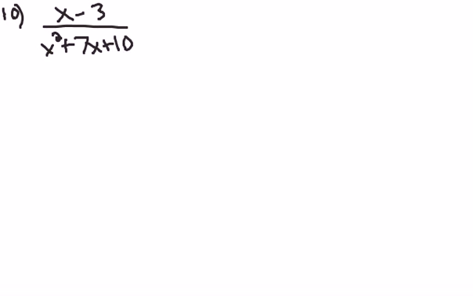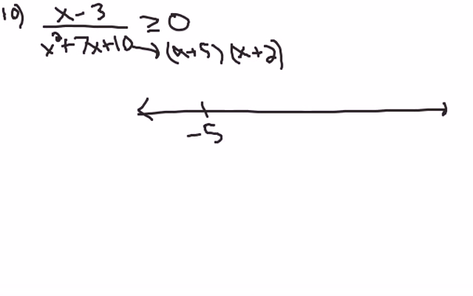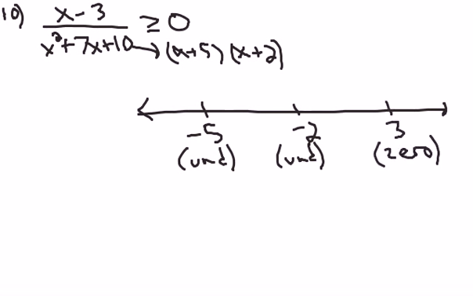So again, you can follow along in your exam review packet. So let's set up our sign chart. So first of all, if I factor this, I get x plus 5, x plus 2. So there are points of it being undefined at -5 and -2. And let's mark that those are undefined points to be sure not to include them. And then there's also an x-intercept or a 0 at 3.